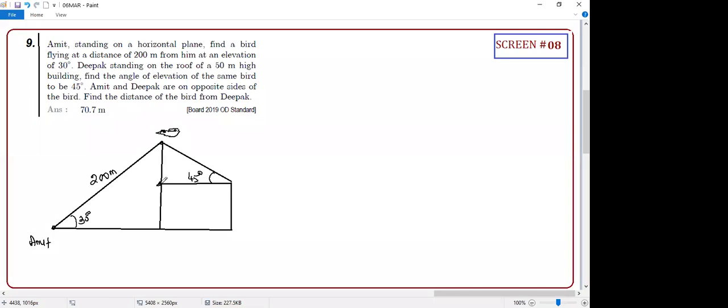Oh God, this is the diagram. But no, don't worry. How many right triangles are here? If you put A, B, C, D, E, F, ABF is one triangle. EDF is one more triangle. Then what is the question they are asking? Find the distance of the bird from Deepak.